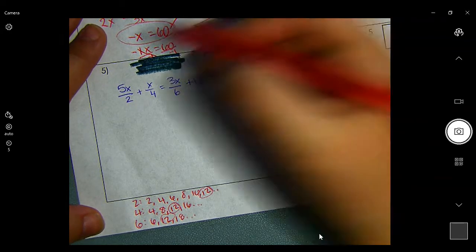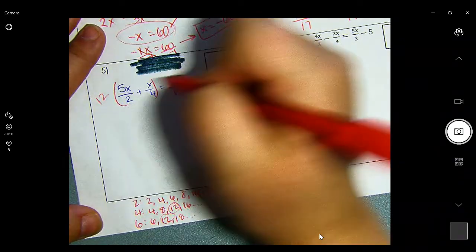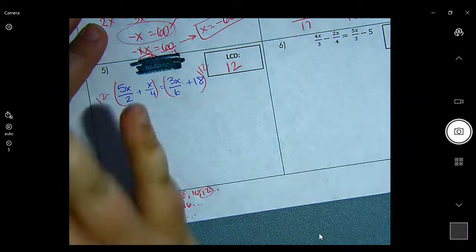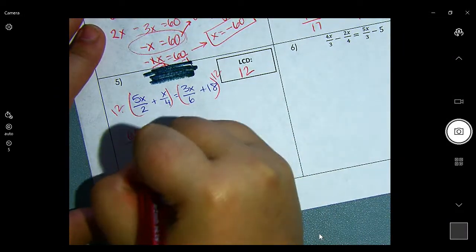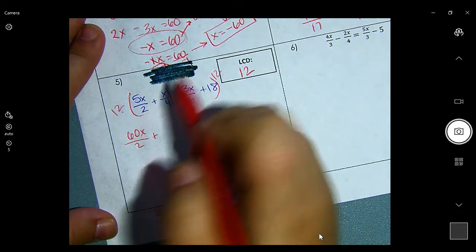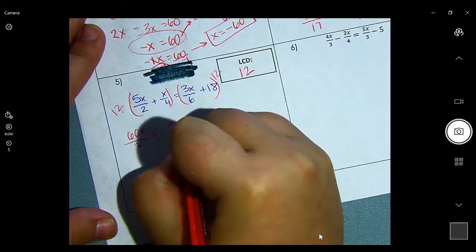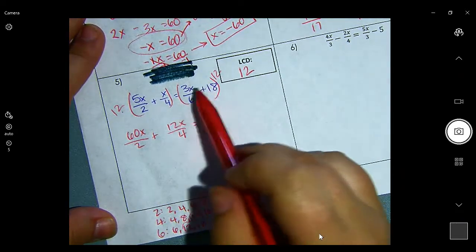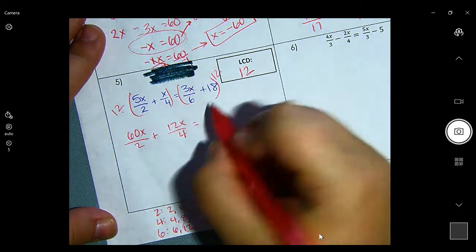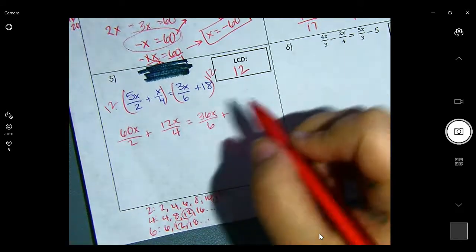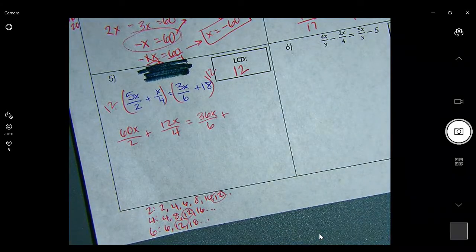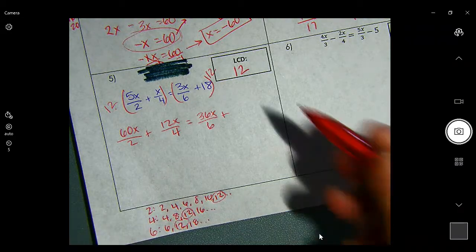Okay, so I'm going to multiply everything, both sides, by 12. Now I've got 3 fractions, but it's still the same thing, okay? So 12 times 5 gives me 60x over 2. 12 times x is 12x over 4. Now over on the right, 12 times 3 is 36x over 6 plus 18 times 12, which is 216, I believe. Yes, 216.